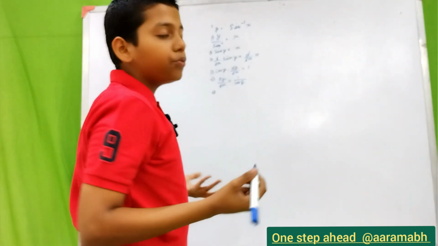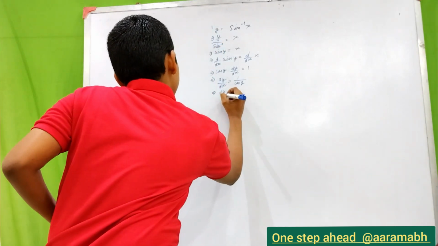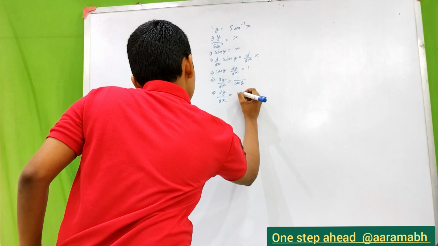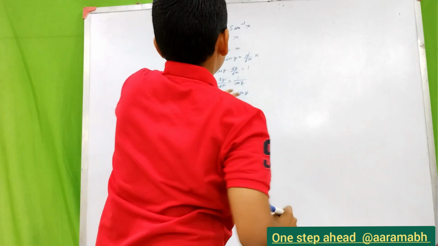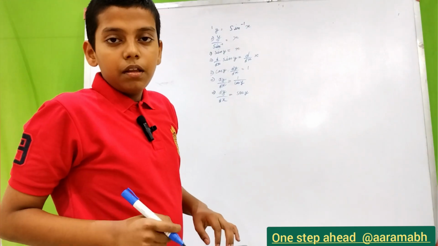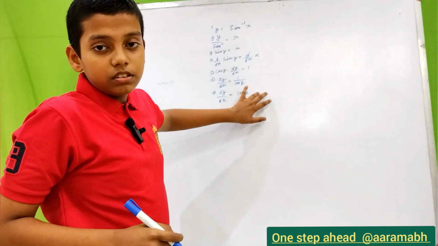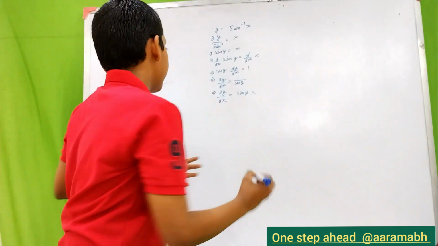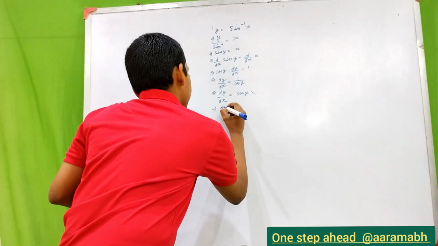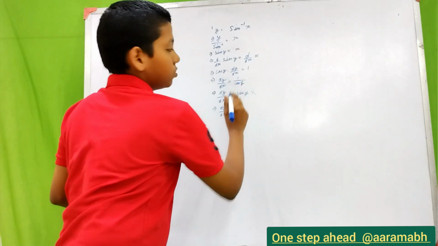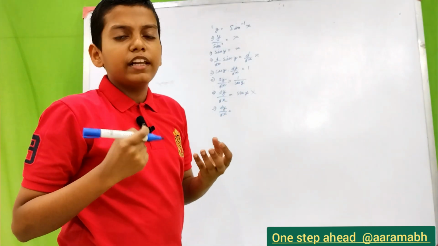Now most of the students will write dy by dx equals to sec y, because sec y equals to 1 by cos y. But this is wrong. We don't have to write it like this. We have to write dy by dx equals to what we have here, 1 by cos y. We have to form a relation like thing.